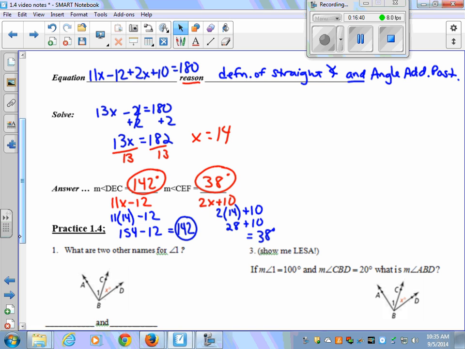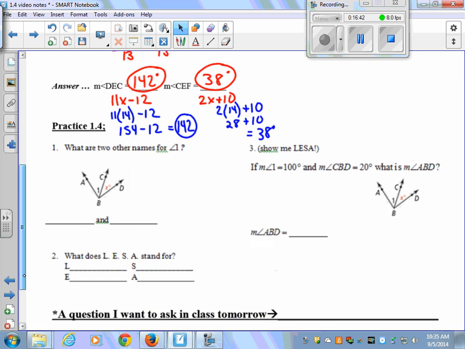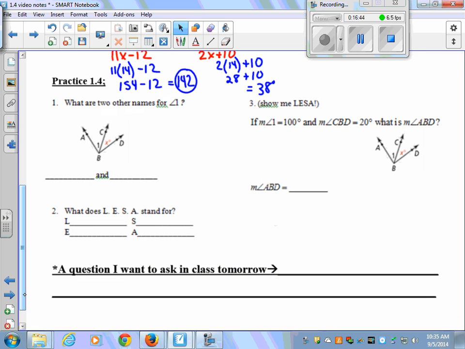Okay, so you should be good to practice this on your own and fill in these answers here. We will check them tomorrow in class. And remember, if you have any questions, write them down here, and I will answer those questions in class as well. There's another video about measuring angles with a protractor, and we will talk about that as well.